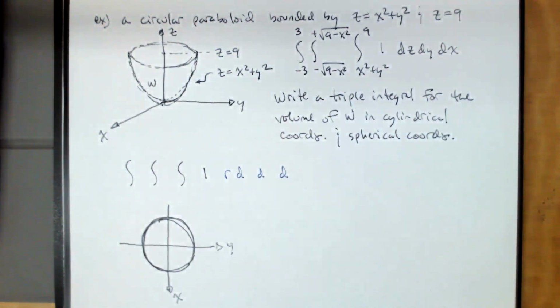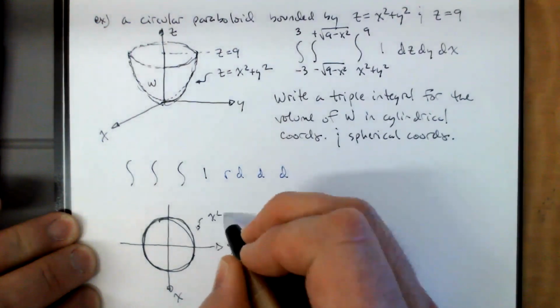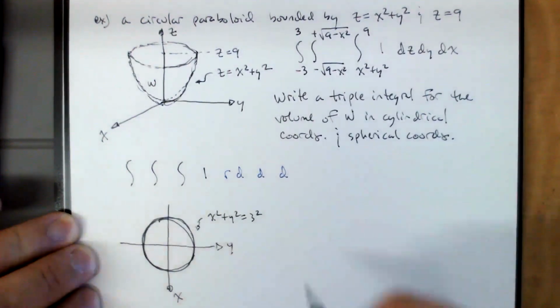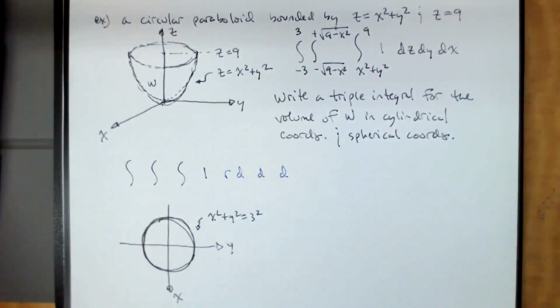So this circle, which we described before, has x squared plus y squared equals 3 squared. But we want to start thinking in terms of cylindrical coordinates. Here's one thing that we can note. We want to go all the way around the circle. We want to start off theta equals 0 to theta equals 2 pi.